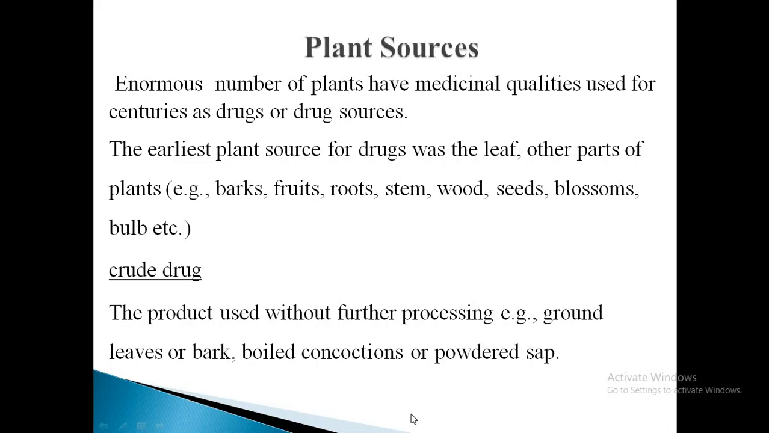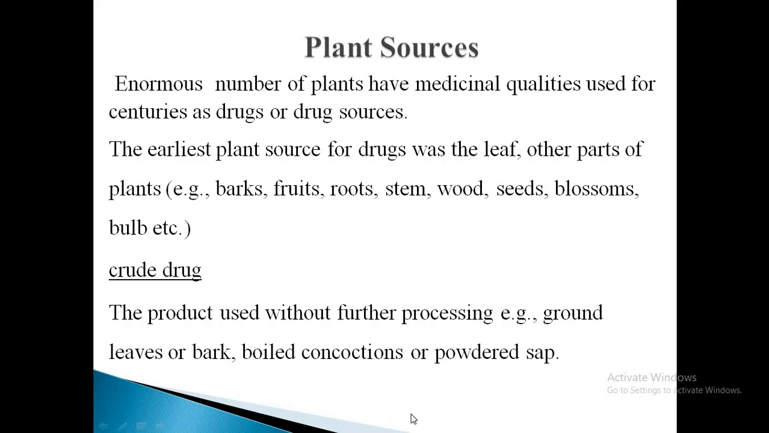From this presentation, we are going to learn about the various plant sources available for the preparation of drugs. A huge number of plants have medicinal qualities used for centuries as drugs or drug sources. So they have been exploited for the preparation of various drugs used in therapy. The earliest plant source for drugs was the leaf. In ancient times, our ancestors used the leaf of a plant to prepare the drug for medicine.